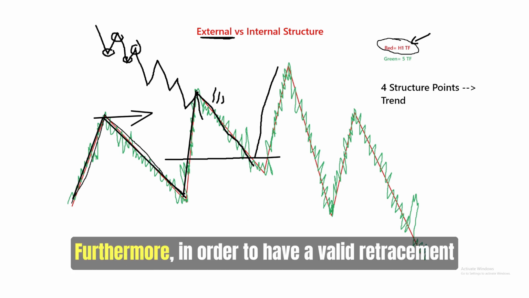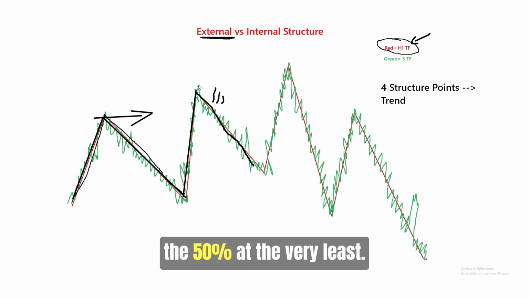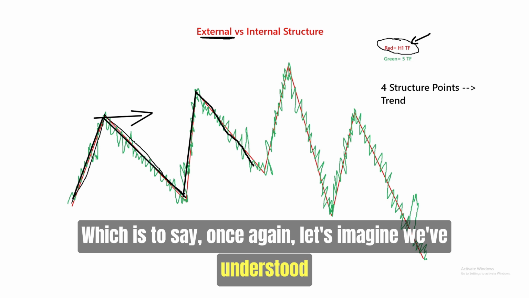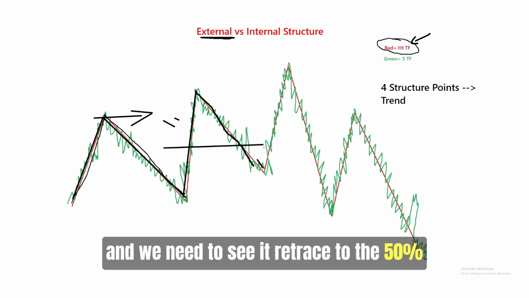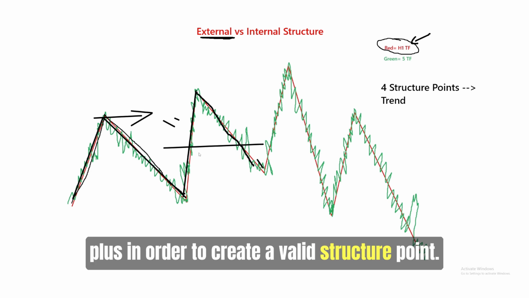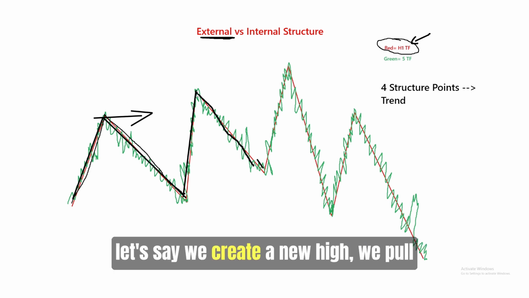Furthermore, in order to have a valid retracement and structure point, it needs to retrace to the 50% at the very least, which is to say, once again, let's imagine we've understood that we're bullish over here. We're now expecting the pullback, and we need to see it retrace to the 50% plus in order to create a valid structure point.